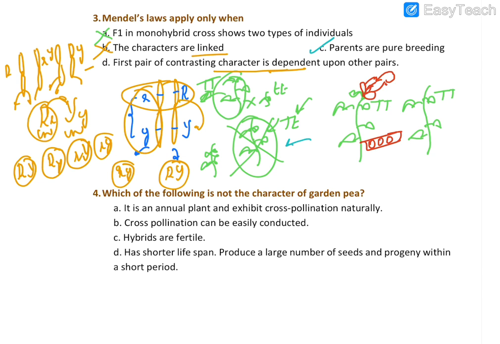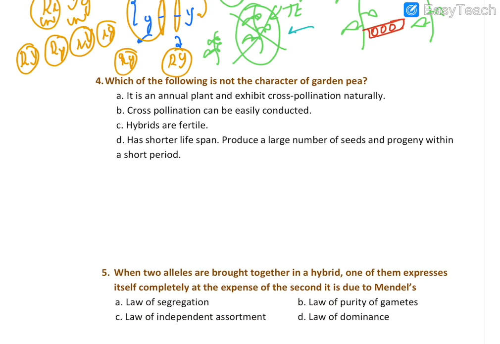So here they are saying that the first pair of contrasting characters is dependent. If they are dependent, you cannot apply Mendel's law. So even this statement is wrong. So the right answer will be C. Coming to the next question.